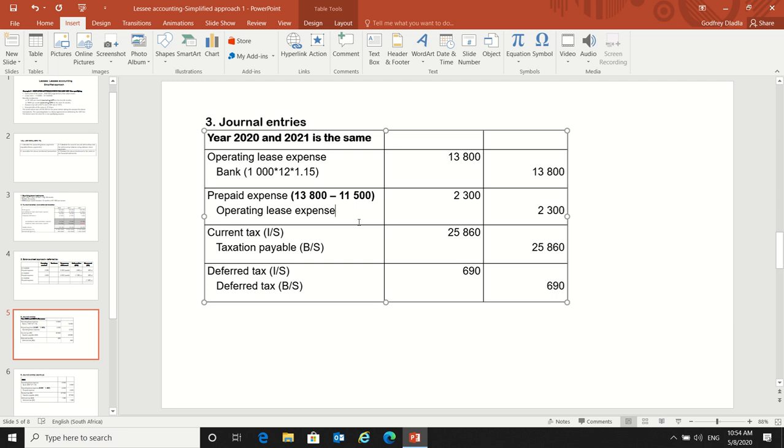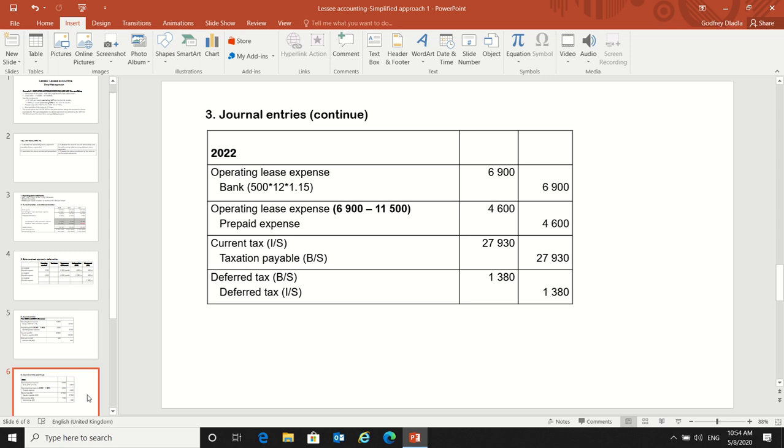Now let's address this issue of prepaid expenses. Your standard is 11,500, but you've actually paid 13,800, so you've overpaid. So that will create a prepaid expense of that much, and you are reducing this operating lease. You'll see if I've got 13,800 and I want to take this 13,800 to a standard of 11,500, I must reduce it by 2,300. If I reduce this 13,800 by this 2,300, it takes me to 11,500, the standard. That's how sometimes I analyze this thing.